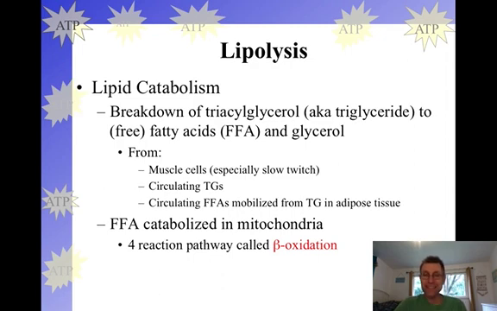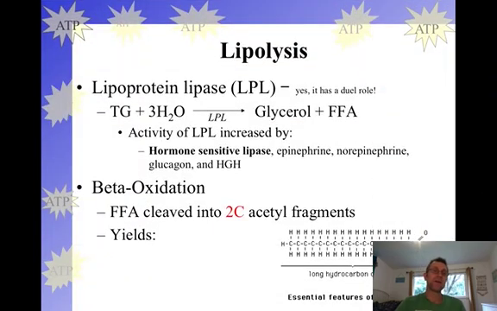The free fatty acids, FFAs, are catabolized in the mitochondria, and that four-reaction pathway that breaks them down is called beta oxidation, and we'll talk about that in the next couple slides. Firstly, let's talk about releasing the glycerol from the fatty acids, the enzyme lipoprotein lipase.